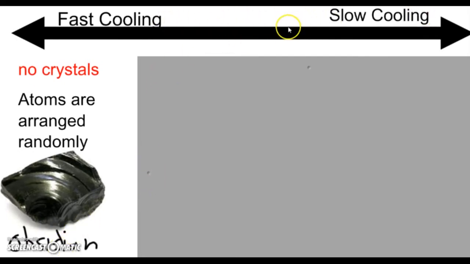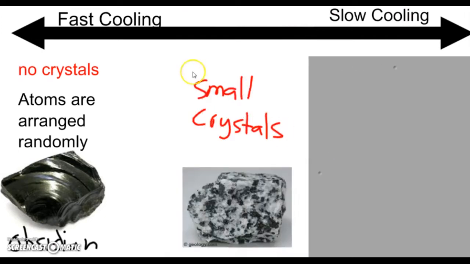If it's somewhere between fast and slow cooling, so it took a little while to cool off, you get small crystals. This is like medium cooling. Not fast, but not overly long. So these are small crystals you see inside of here.